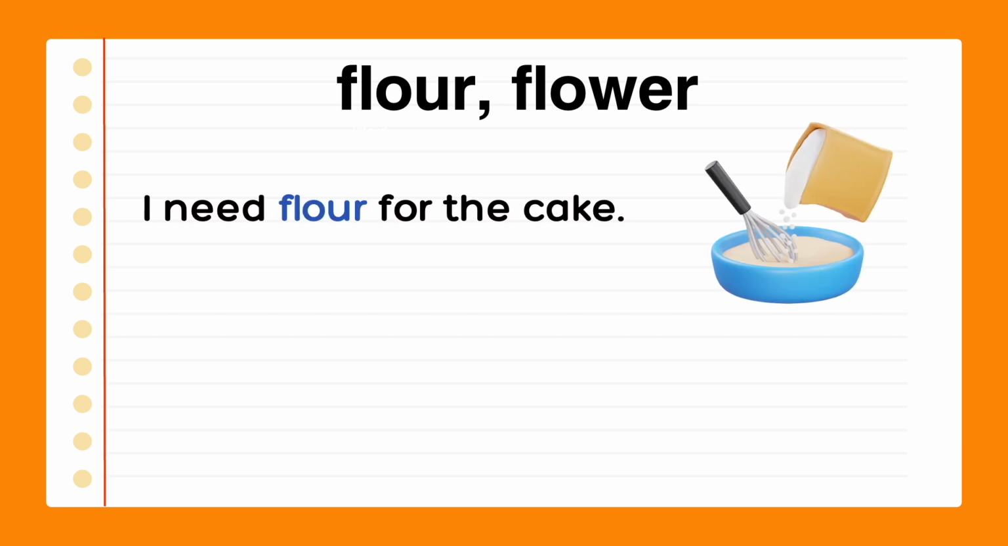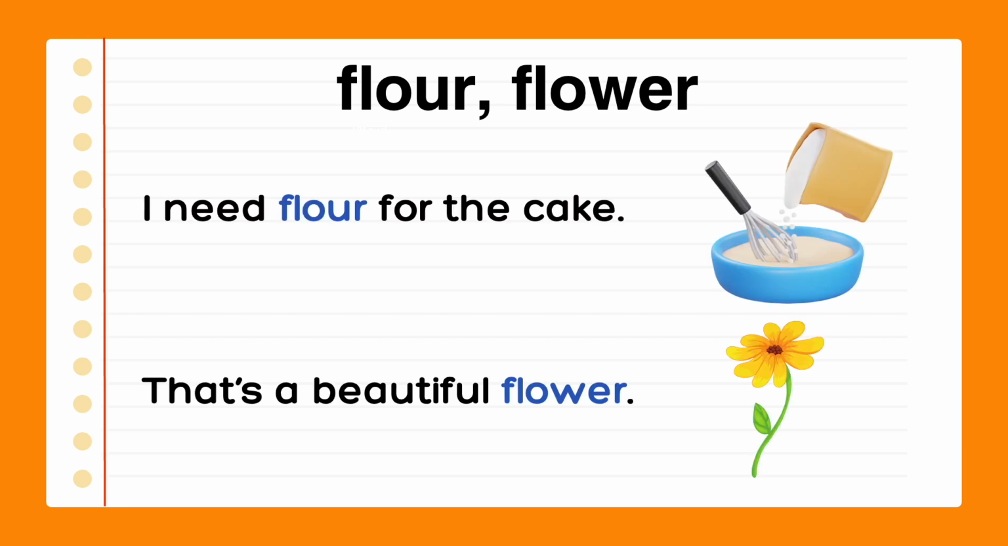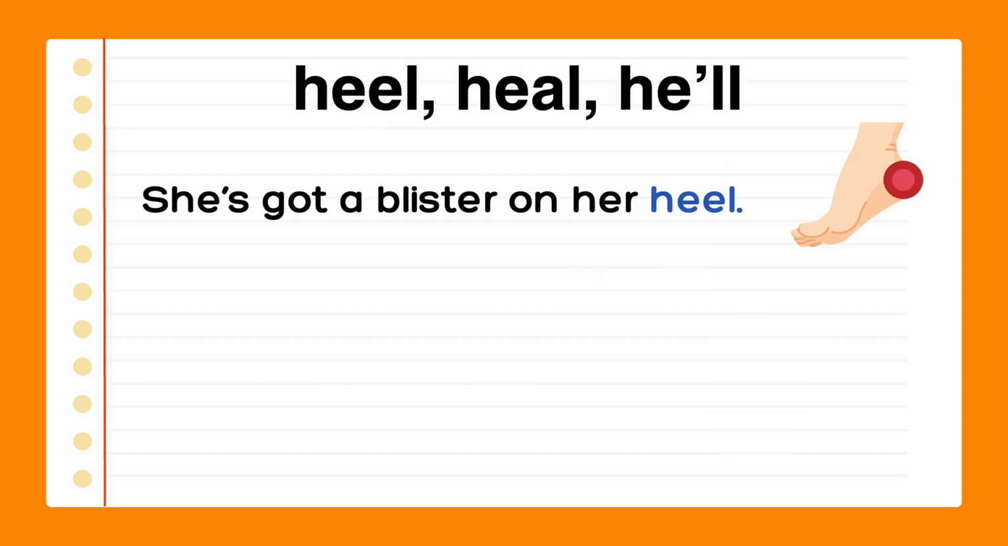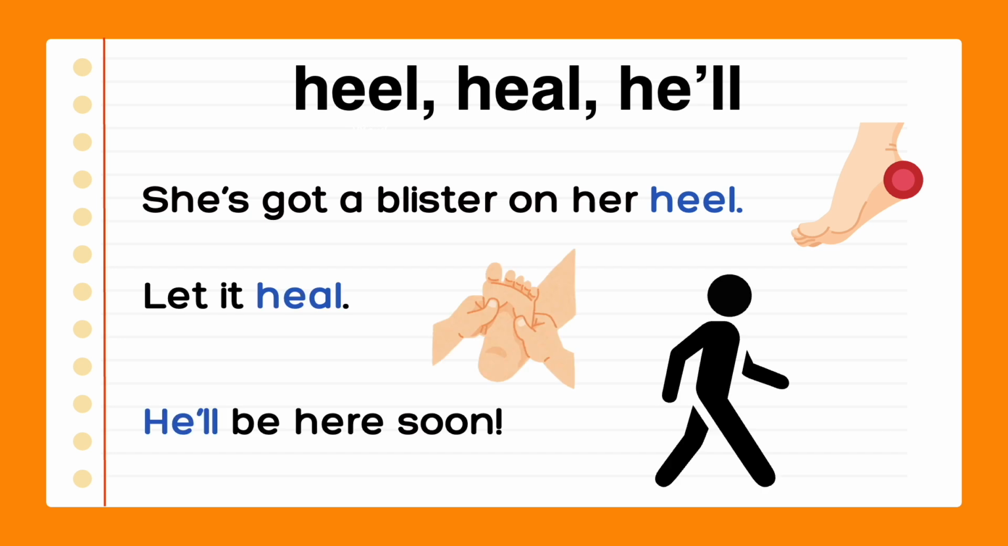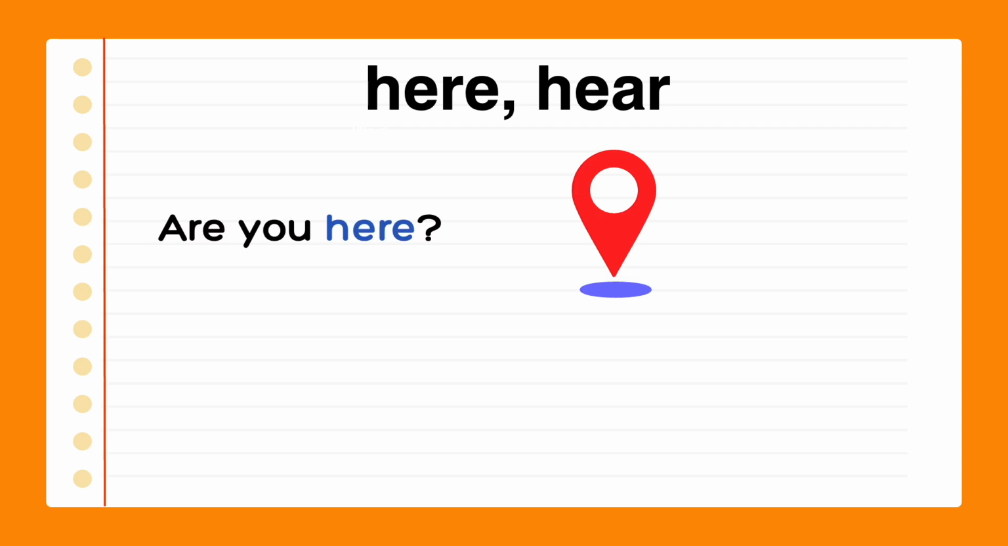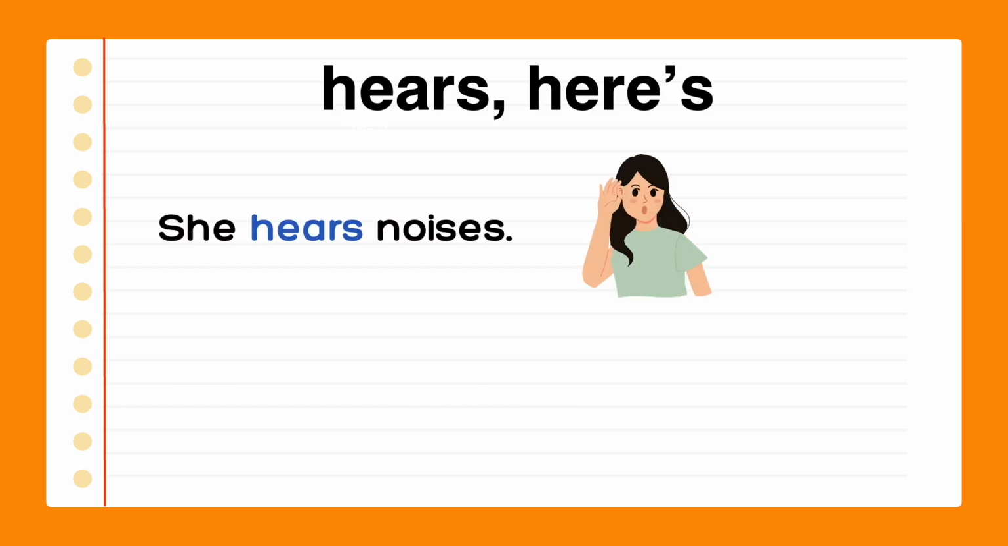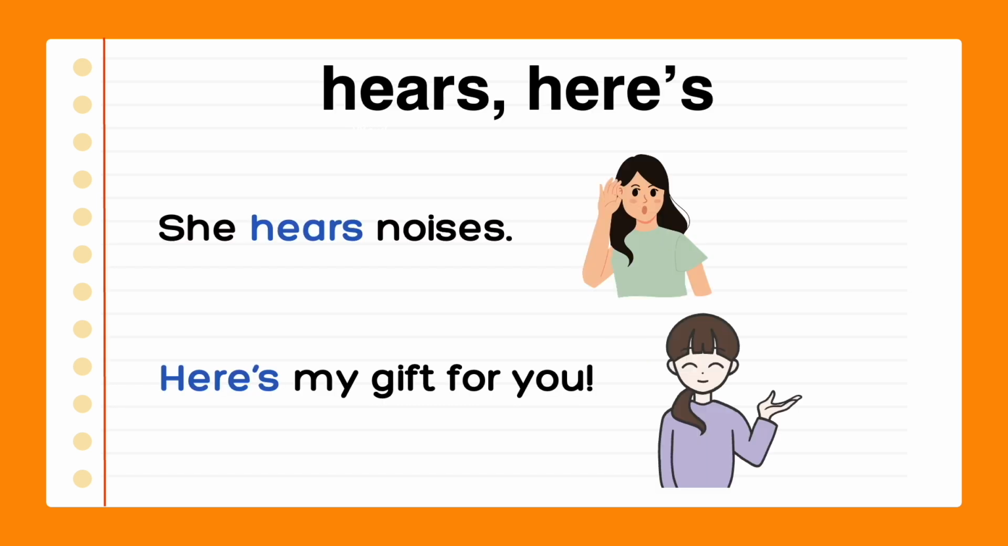Flower. I need flour for the cake. That's a beautiful flower. Four. This is for you. She's four years old. Heel. She's got a blister on her heel. Let it heal. He'll be here soon. Here. Are you here? I can't hear you. Hears. She hears noises. Here's my gift for you.